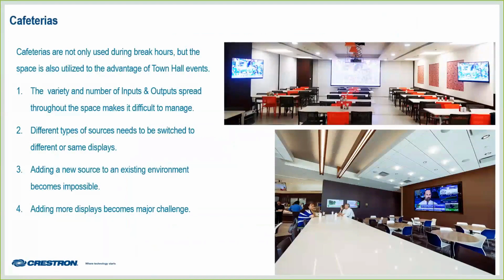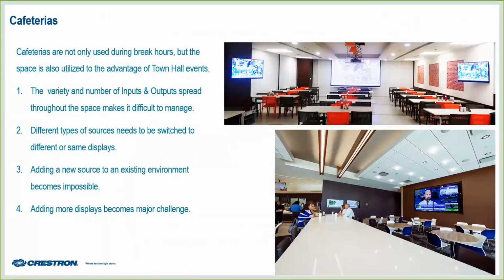The moment we talk about a cafeteria solution, the first thing we come across is the variety and the number of inputs and outputs spread throughout the space. A cafeteria usually spans a large area, and in order to maintain the equilibrium of the video being distributed, the number of displays goes up depending on the area. And to add to the variety is the number of input sources we have to maintain in order to give a variety of video sources to the different displays.